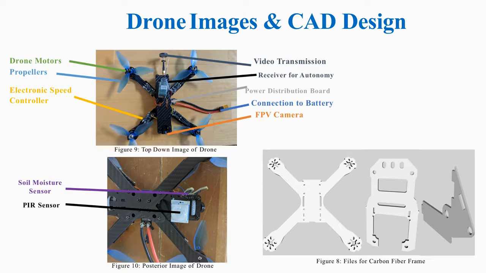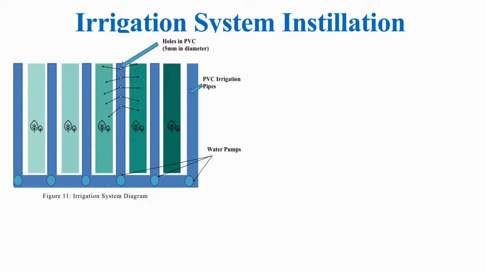It's important to note that the motors that are moving clockwise are opposite from each other, and the motors that are moving counterclockwise are opposite from each other. Other things like the first-person view camera, the video transmission, and the receiver for the drone's autonomy are all there. Those are some of the parts of the drone that are really important to note. So now the irrigation system installation.